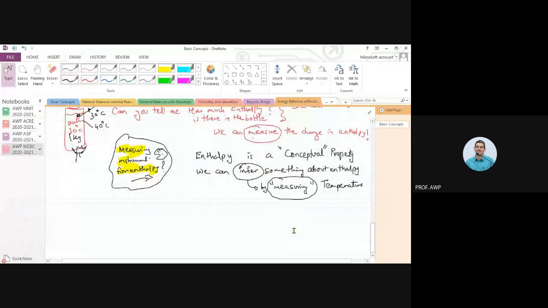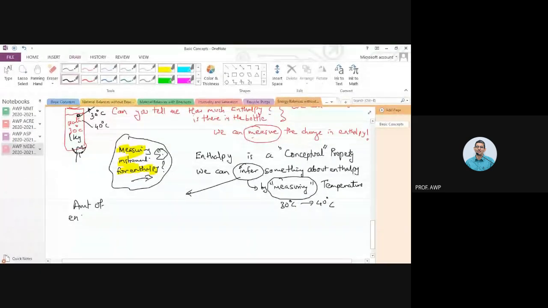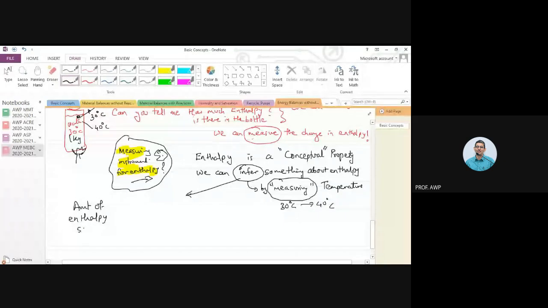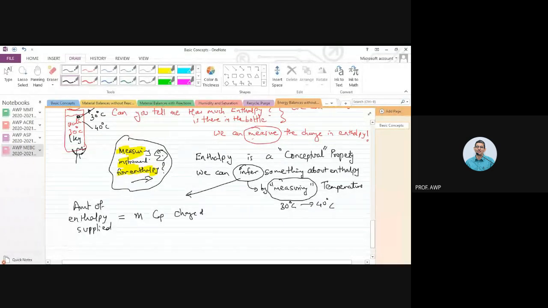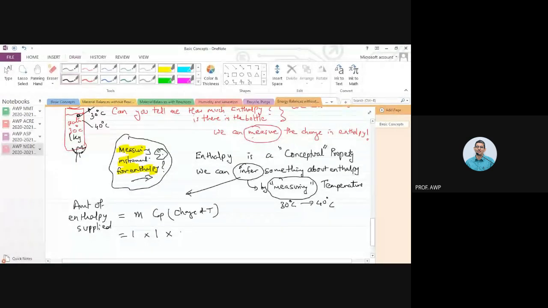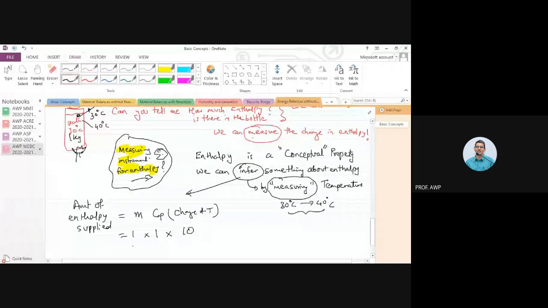From that measurement of temperature, from 30 degrees centigrade to 40 degrees centigrade, I am inferring that the amount of heat supplied or amount of enthalpy supplied must be equal to mass into specific heat into change of temperature. So if it is 1 kg into specific heat of 1 kilocalorie per kg Kelvin into 10 degrees centigrade, so 10 Kelvin change, the amount of enthalpy supplied or the amount of heat supplied must be 10 kilocalories.